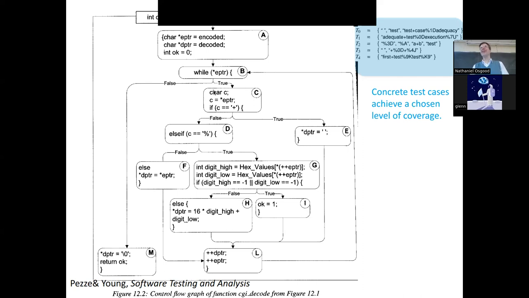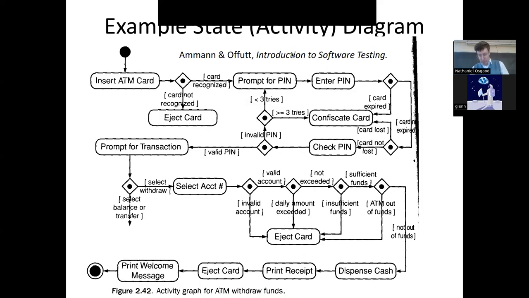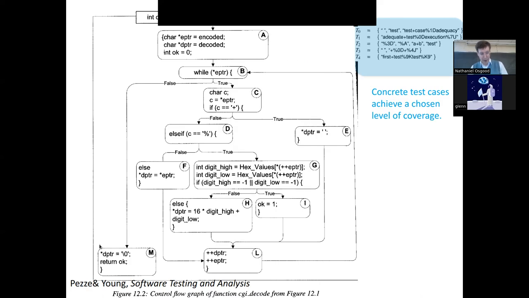Okay. ABM. And what's another one? A, B, C, D, F. I'm tracing through the logic. A, B, C, D, F, L, B, M. Okay. Good. Are there any we're still missing? Which ones are we still missing? A, B, C, D, G, H. Okay, A, B, C, D, G, H, L, B, M, okay, good. And are we done?